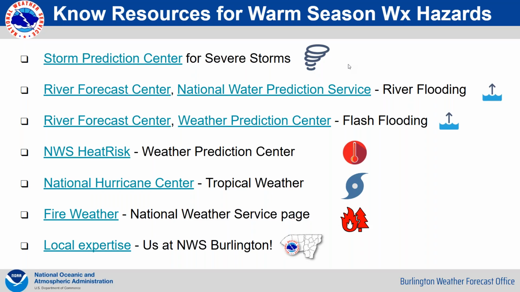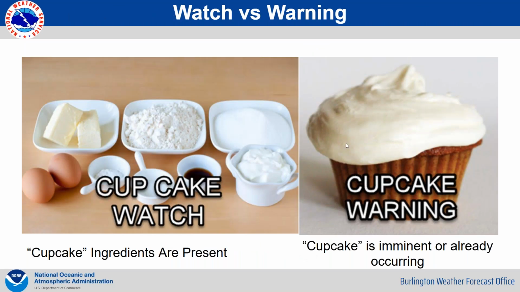The National Hurricane Center are experts when it comes to the tropics. The National Weather Service page has a broad overview of fire weather type stuff. The Storm Prediction Center has some resources, but really you can't beat local forest management services in terms of fire weather. And then for any of your local expertise, we here at the National Weather Service in Burlington are happy to help anywhere in the region.